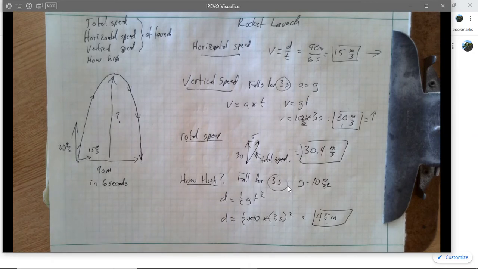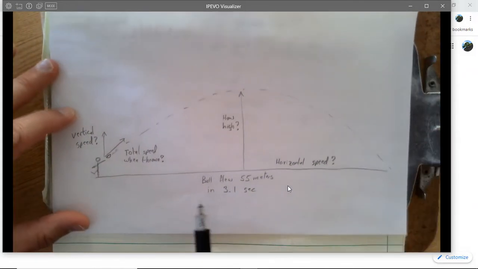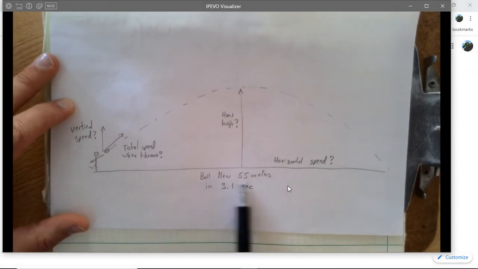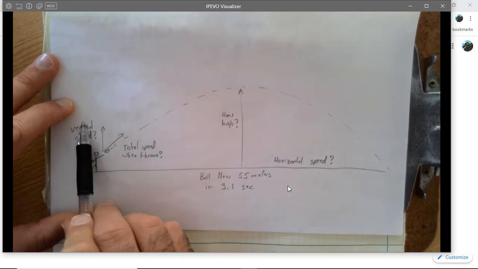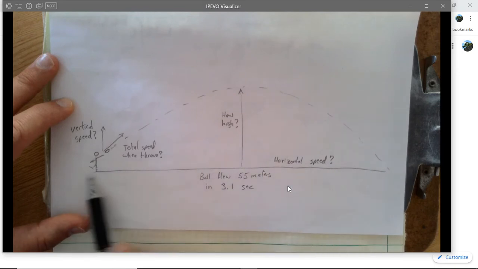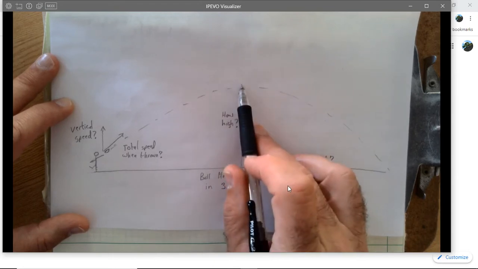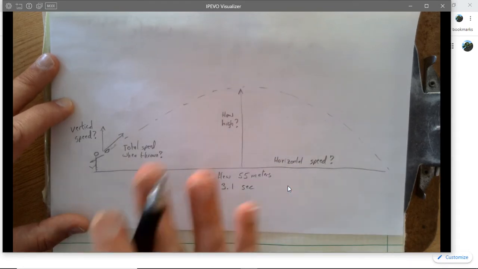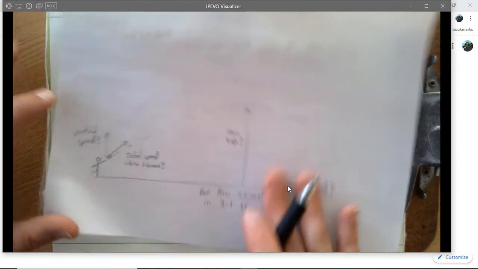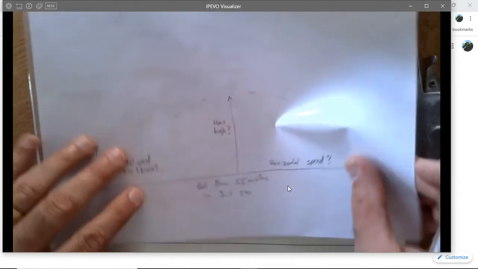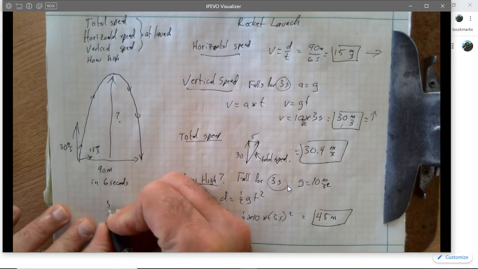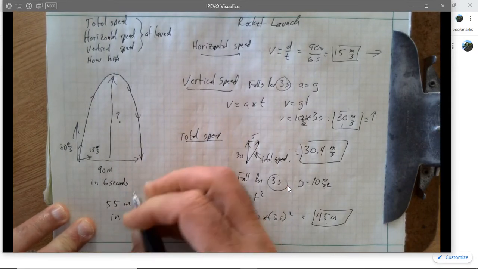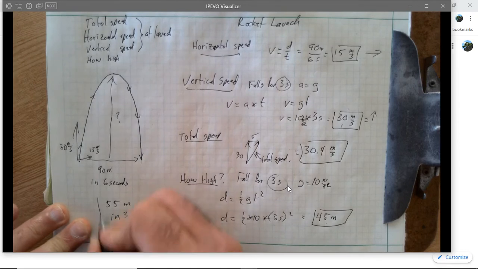What I want you to do for practice now is to do this. Imagine you're throwing a football and the ball flies 55 meters in 3.1 seconds. And you want to figure out the vertical speed at launch, the horizontal speed at launch, and really the whole thing because we're ignoring air resistance. Figure out how high it went and the total speed at launch. You're going to use the same method for this that I just showed you. So the numbers are 55 meters in 3.1 seconds.